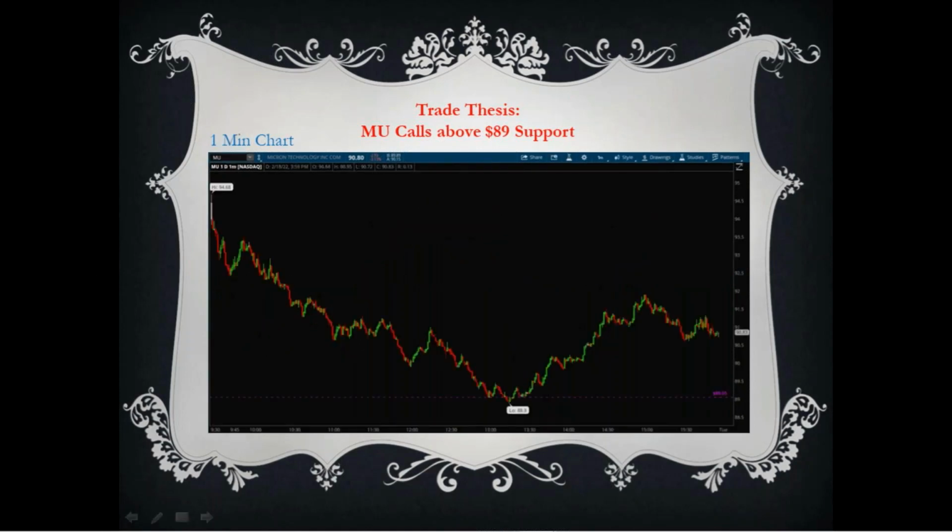Now, if we look at Friday's chart, this is a 1 minute chart for Friday, you can see what it did at that $89 level. Okay, so it bounced, it breached it, but it basically held, it bounced again, and then it went on a little bit of a run upwards. So you can see Friday, it held that $89 level.